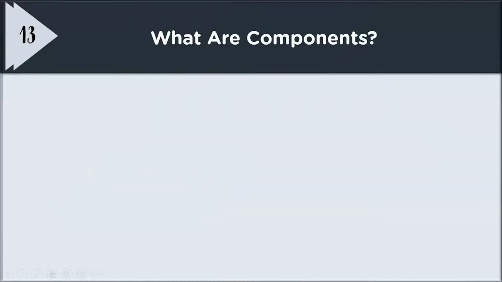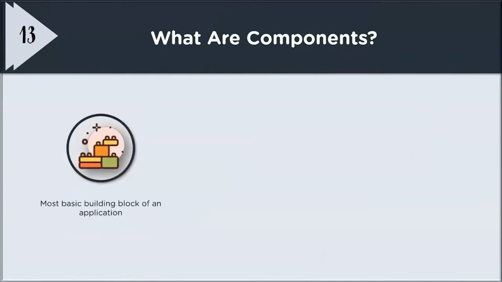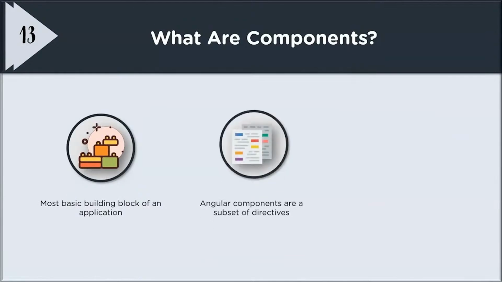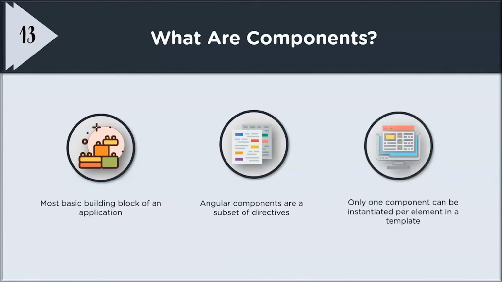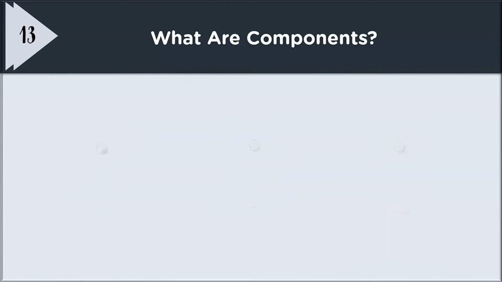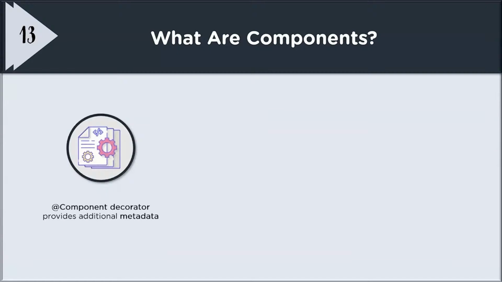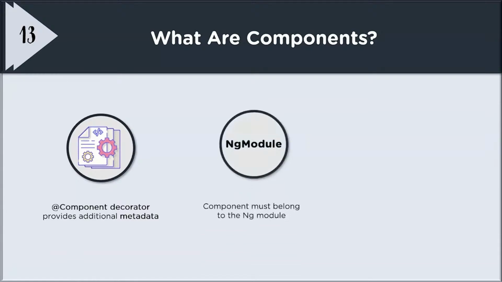Moving on to the next question, what are components? Components are the most basic building blocks of the UI in an Angular application. Every component is associated with a template and is a subset of directives. Only one component can be instantiated per element in a template. An Angular application typically consists of a root component, which is basically the app component, and then it branches out into other components, creating a hierarchy.